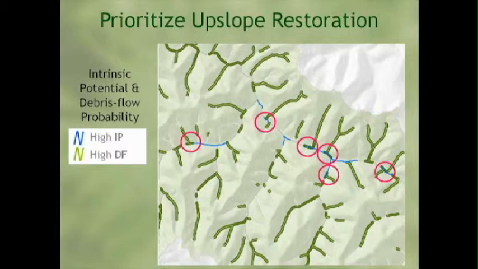As Dan Miller talked about, intrinsic potential can be overlain with areas having a high probability of being affected by a debris flow, and where you see this overlap between areas that are likely to initiate and deliver debris flow materials to high intrinsic potential reaches, then one can look upstream and upslope and focus conservation and restoration on the forested areas above these high intrinsic potential reaches to provide for sources of large wood.